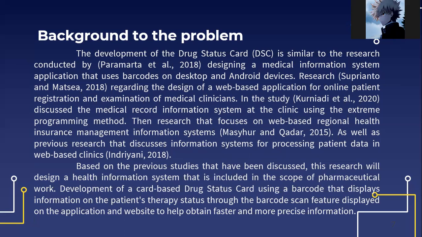Based on the previous studies that have been discussed, this research will design a health information system that is included in the scope of pharmaceutical work. Development of a card-based drug status card using a barcode that displays information on the patient's therapy status. The barcode feature is displayed on the application and website to help obtain faster and more precise information.